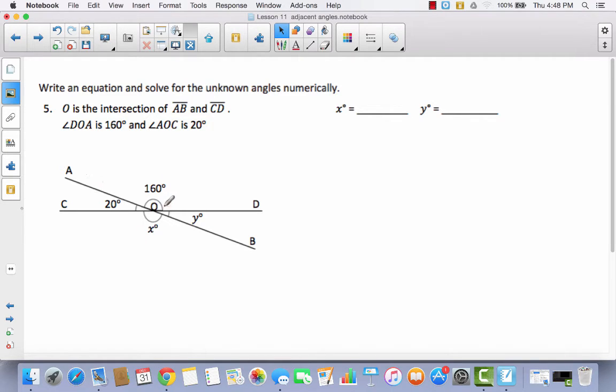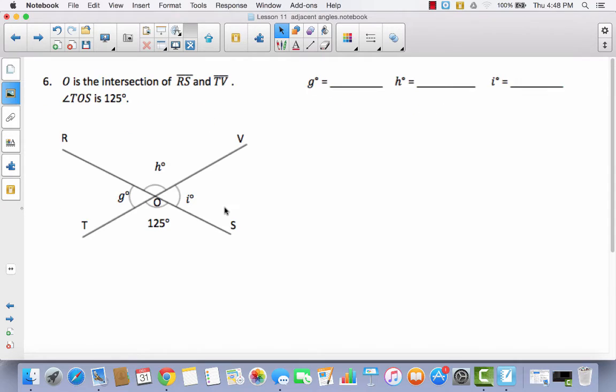So if angle AOD is 160 degrees, then what does that tell us about angle X? Well, it tells us that angle X also has to be 160 degrees. And if angle AOC is 20 degrees, that tells us that angle Y also has to be 20 degrees. This is just like what we learned in our math journal. The opposite angles are equal when you have two intersecting lines or line segments.